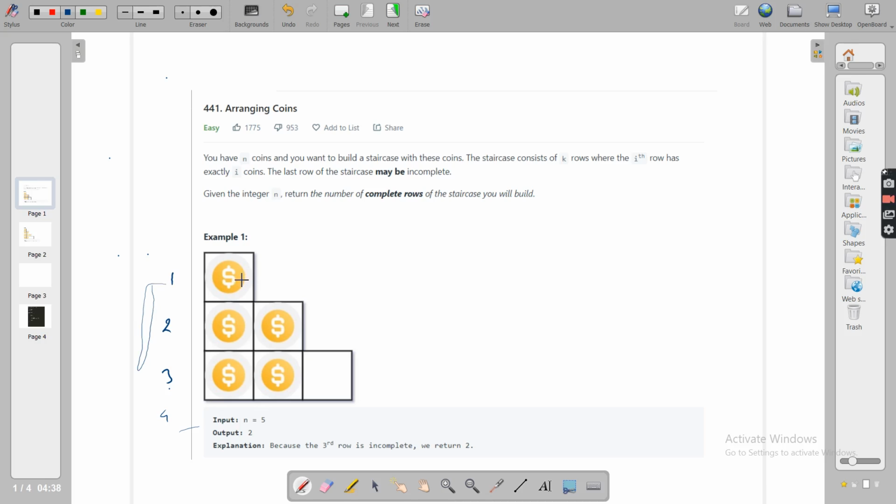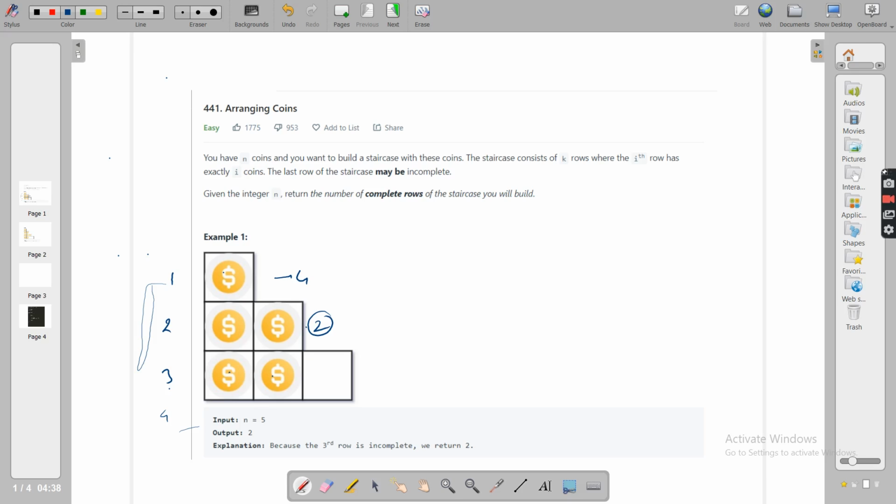So when your first row is done, you are remaining with four. When your second row is done, you have used one plus two, three, so you are remaining with 2 coins. And finally, you should be putting 3 coins, but you are remaining with only two. So you put two here.